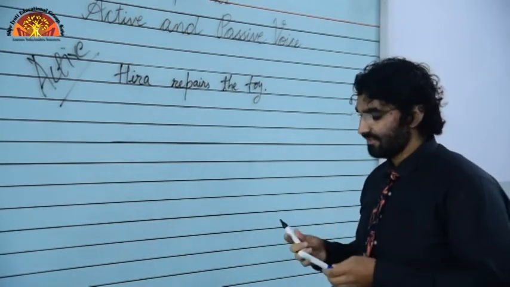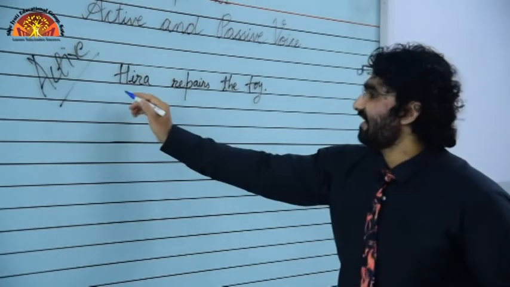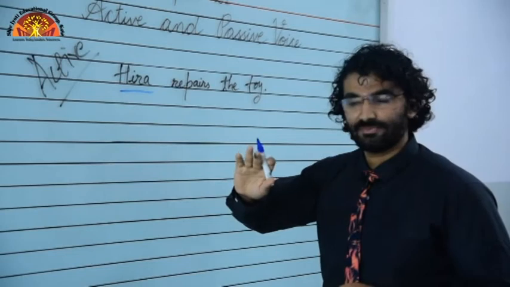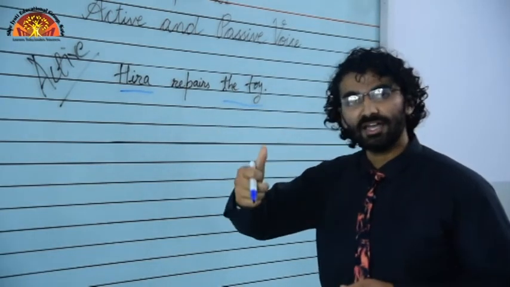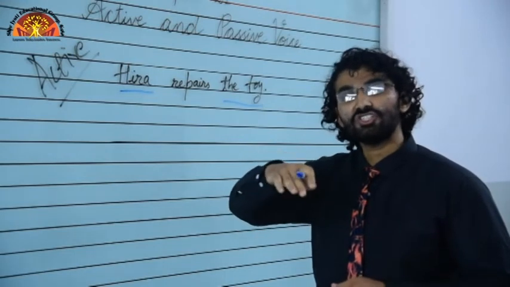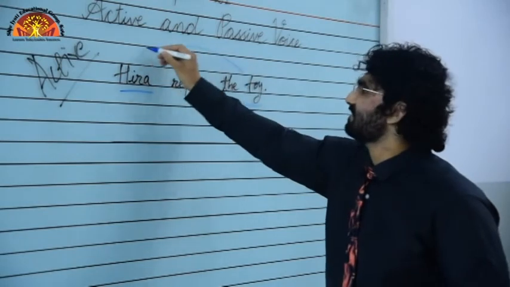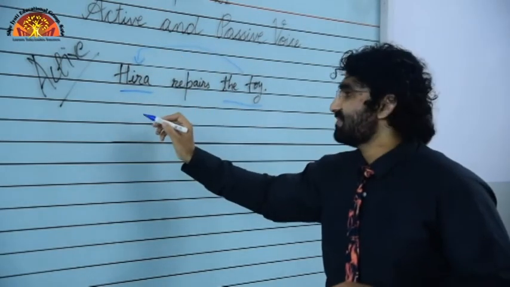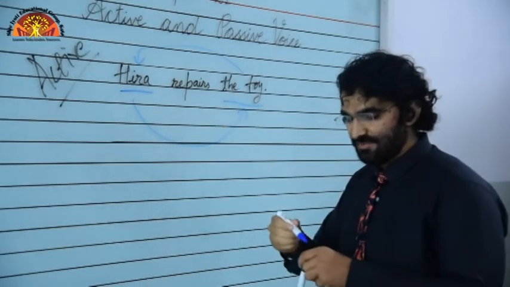Alright. Hira is the subject. The toy is the object. Apply rule number 1. Interchange the places. Put the object in place of the subject and put the subject in place of the object. So it's going to now look something like this.